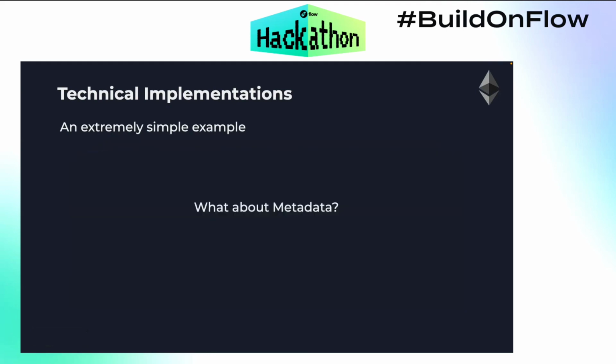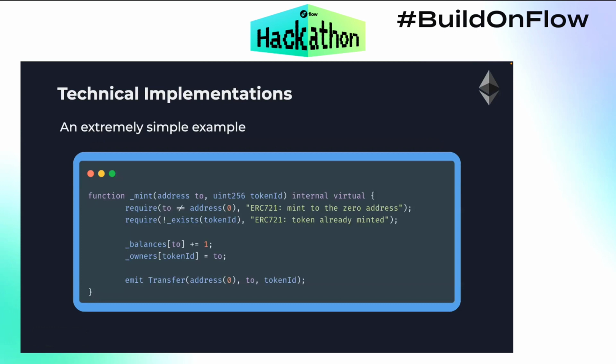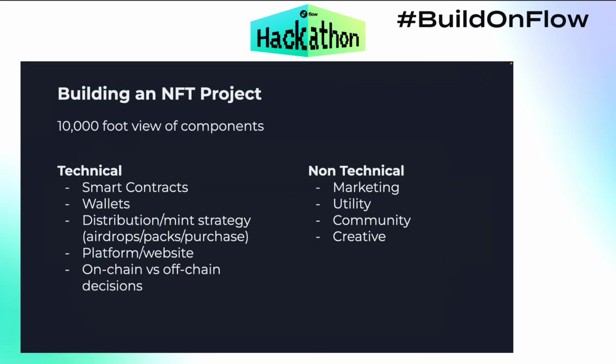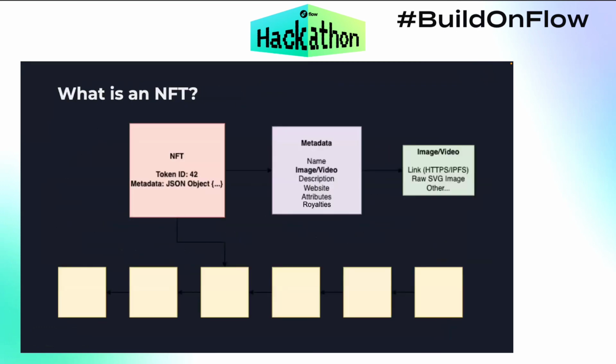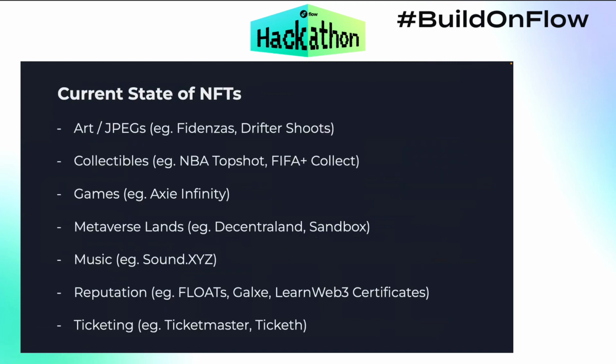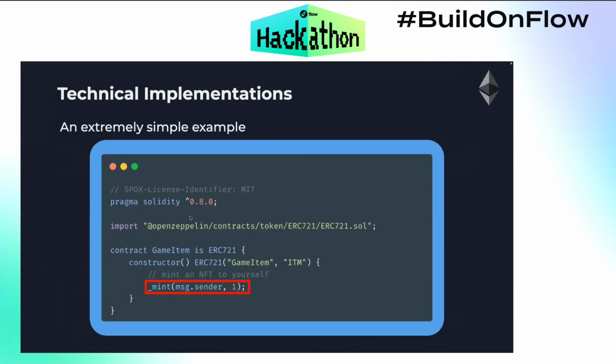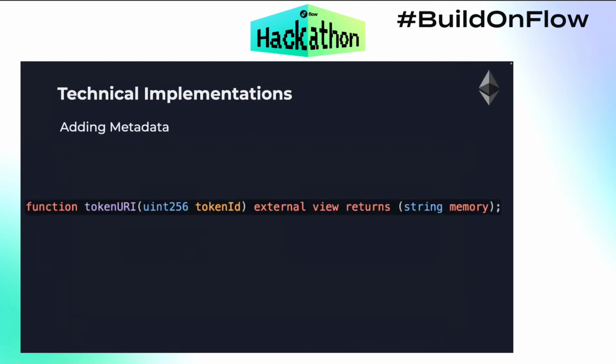So legendary. And then there's the metadata part. So this sets the token ID, right? I mentioned that NFTs have a token ID and then some metadata. So this sets the token ID. For the metadata, on Ethereum EIP 721, there's a function called token URI, where token URI takes in a token ID and then it returns a string.